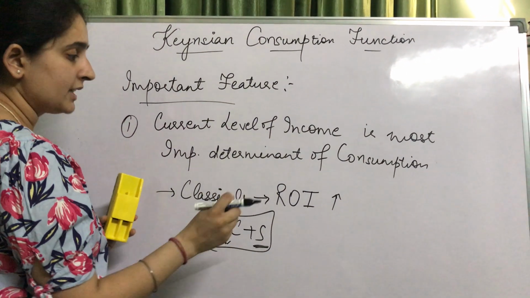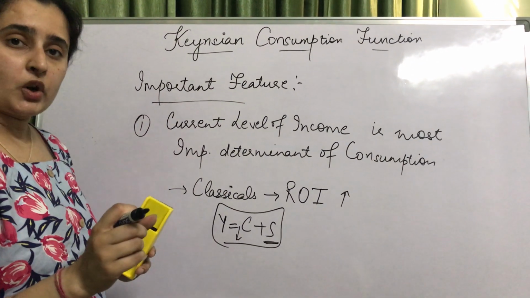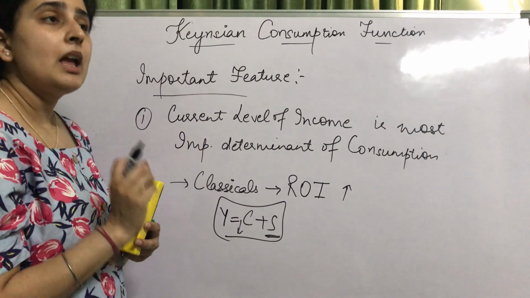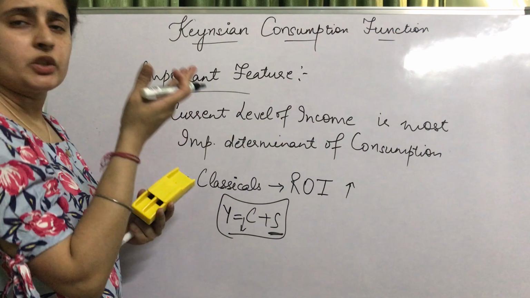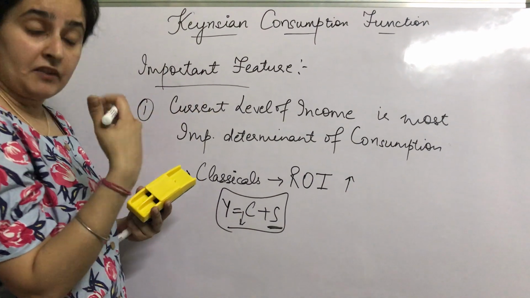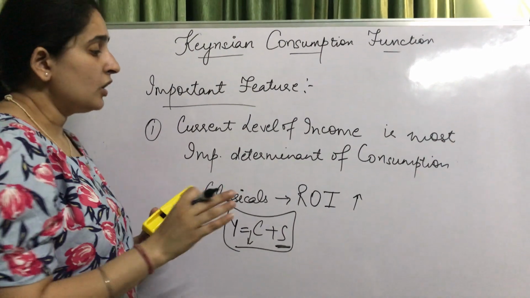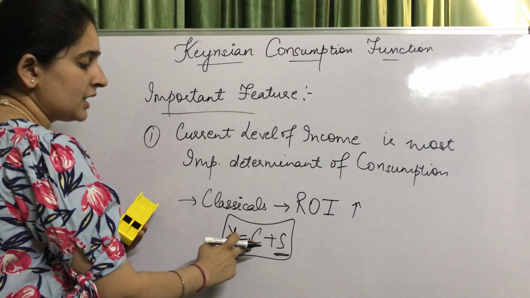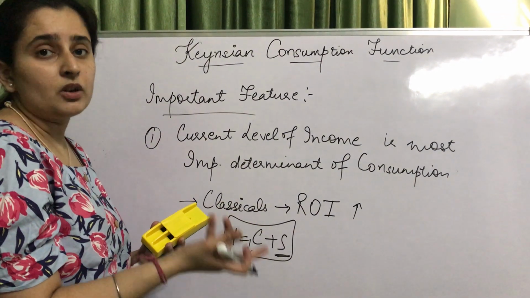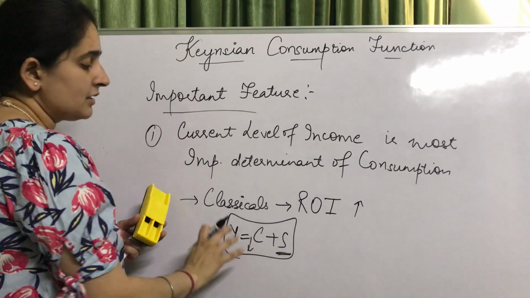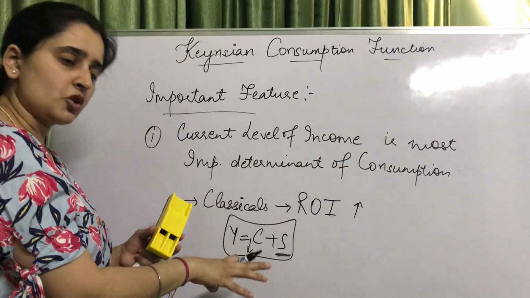I repeat what they said: the rate of interest is a very important factor that affects consumption. They say that when the rate of interest increases, savings will increase, because the bank is giving me a very good amount of interest. So the rate of interest increases, saving increases, and consumption automatically decreases, because my income is fixed, as I said in the first part. This is true, he said.